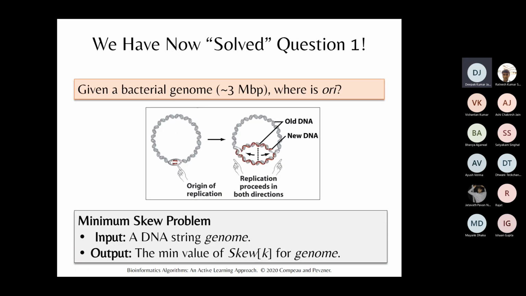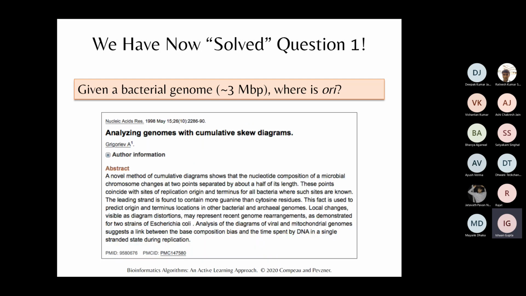Okay. So you have the minimum skew problem. You've been given an input DNA genome string, and you find the minimum value of the skew. And at the minimum value, typically you are going to have the ori present. This is what was actually used not very long ago, in 1998, using these cumulative skew diagrams. In a single-author paper, he was able to assign origins of replication to a lot of bacterial genomes. And this is actually how, for any bacterial genome nowadays, the first step of assigning the origin of replication is done.